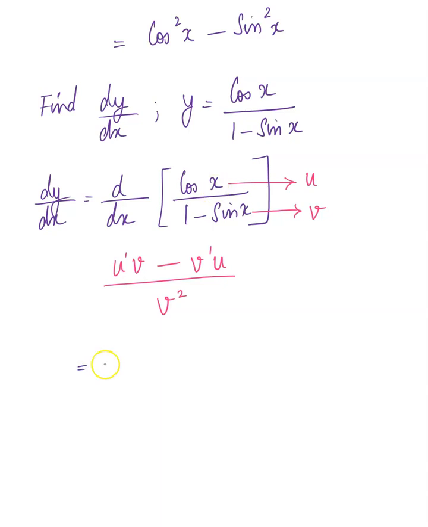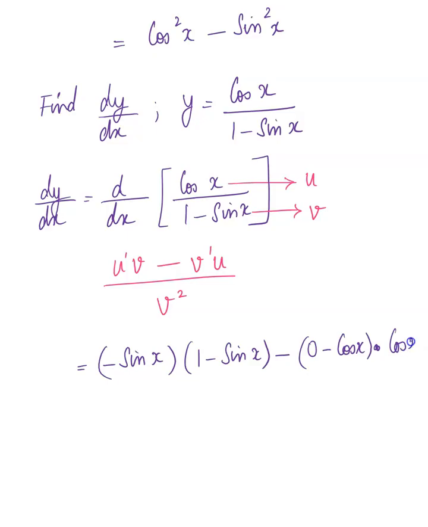U prime is negative sine x. V is 1 minus sine x. U prime v minus v prime. You have to be super careful here. V prime is 0 minus cosine x times u, all over v squared, which is 1 minus sine x, and this whole thing has to be squared.